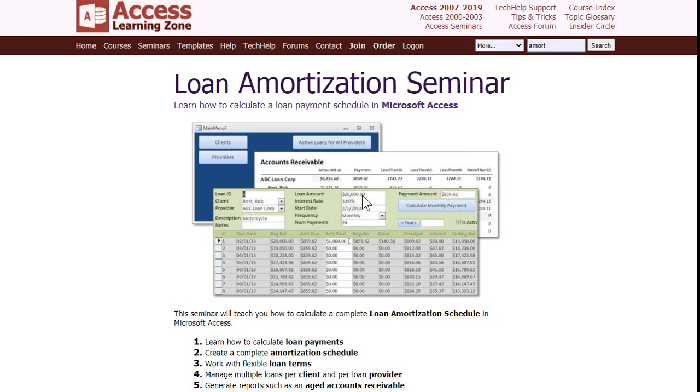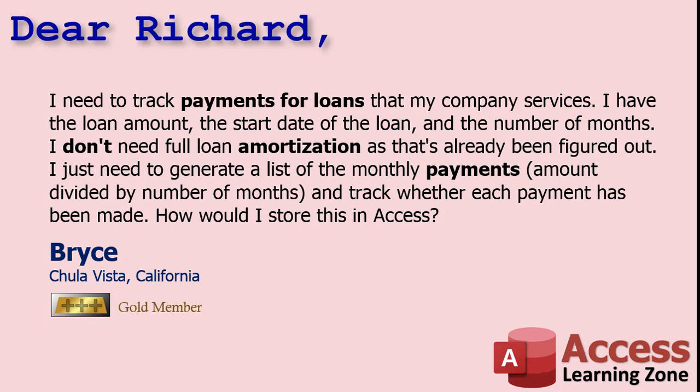Amortization is where you put the total loan amount in, the interest rate, and the number of payments, and then Access or Excel will calculate what that monthly payment is for you. But Bryce already has that information. He just has the loan payments and wants to keep track of what's been paid and how much is left.